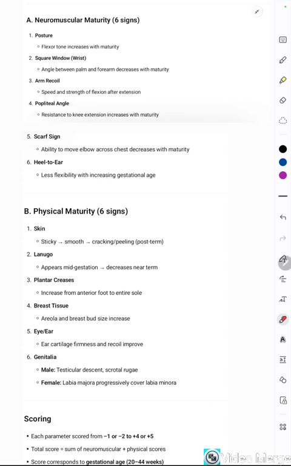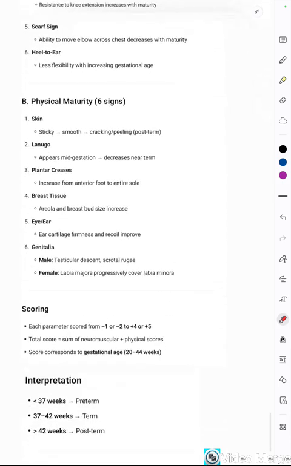Then another in the upper limb is the scarf sign, the ability to move the elbow across the chest. It is present in case of preterm infants and absent in case of term infants. Then popliteal angle. Popliteal angle is the resistance to knee extension. The popliteal angle is more in case of preterm infants and less in term infants. Heel to ear test checks the flexibility. It is more in preterm infants, that is, the heel to ear test is possible in preterm infants. It is not possible in case of a term infant.